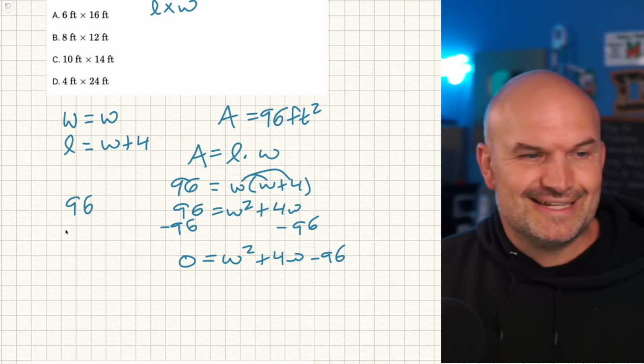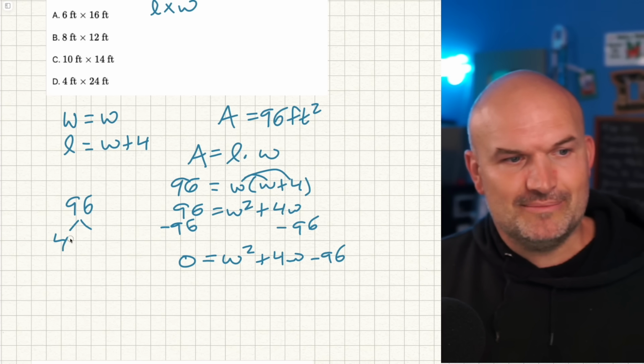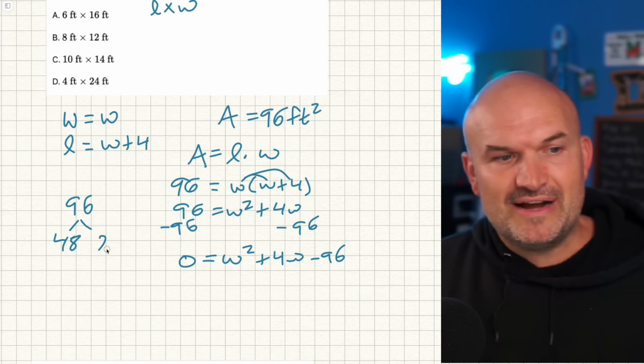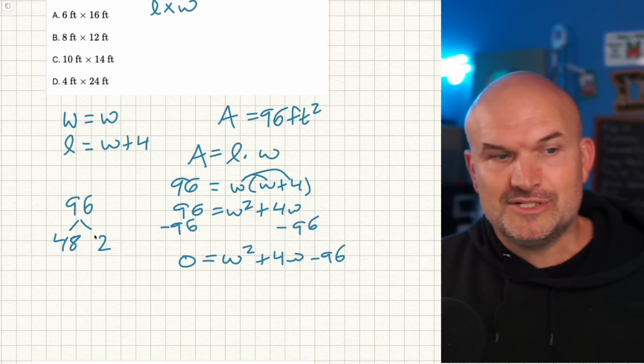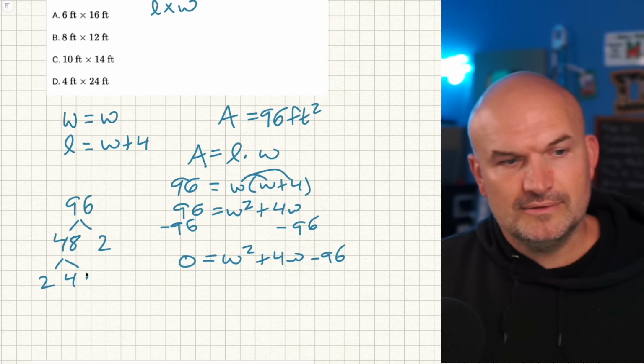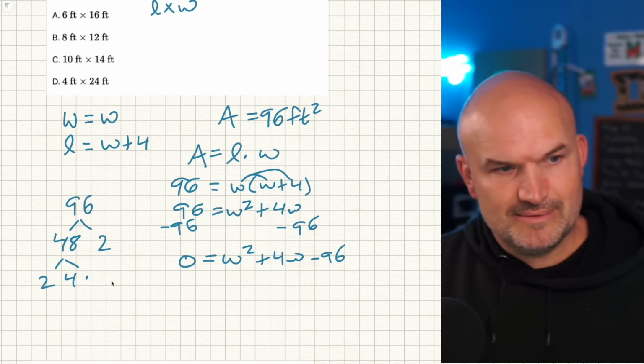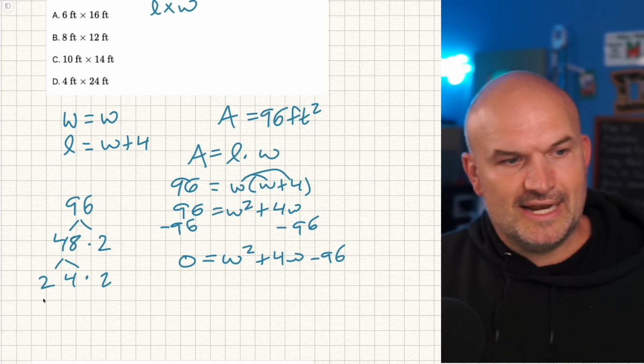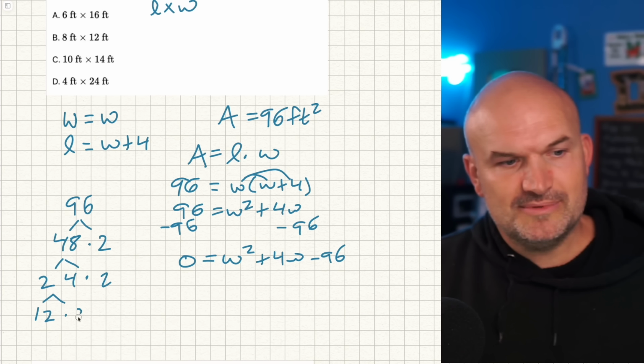And again, this isn't necessarily everything you need to know on the GED, but I'm just going to show you what I'm doing. So I'm just going to keep on dividing by 2. Since this is even, I can divide by 2. So I have 48 divided by 2. I could do 24 times 2. And I could do a 12 times 2.